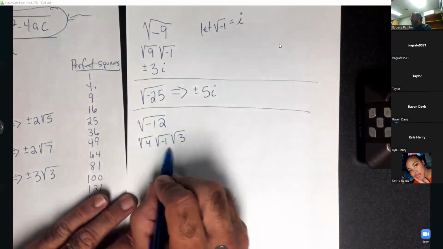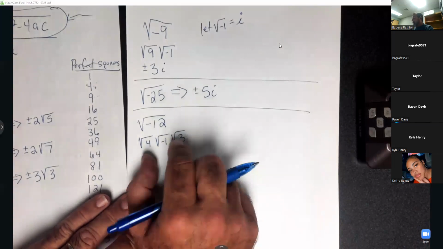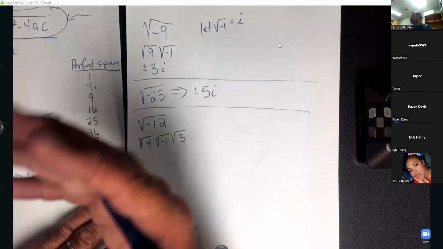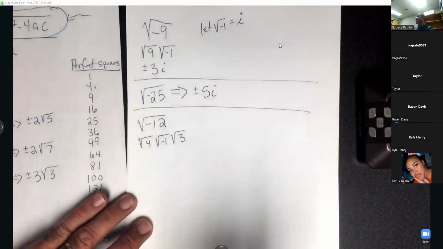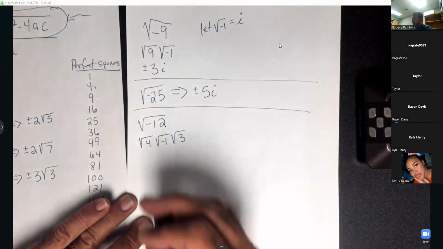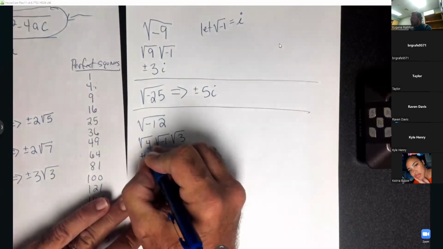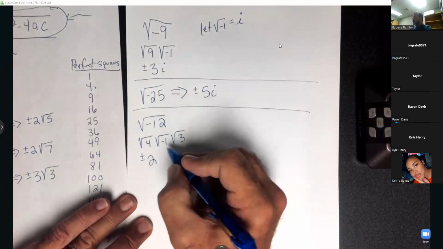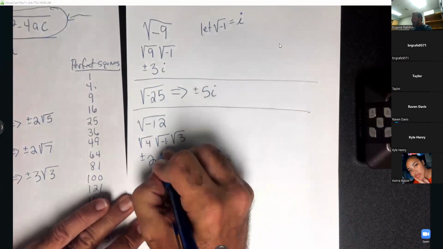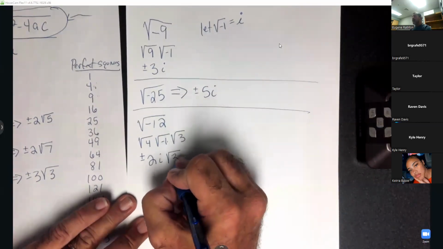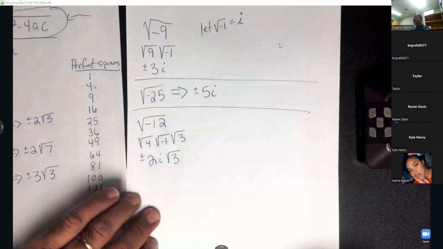And I always put the -1 in the middle because a lot of times if you put it at the end, MathLab thinks it's under that radical. And if it's under the radical, the i part, it'll mark it wrong, okay? So here we go. Plus or minus, square root of 4 is 2. Square root of -1 is i. And then at the end, we bring down our square root of 3.